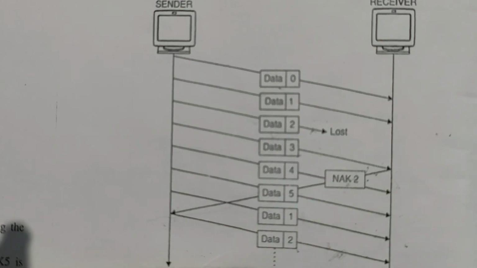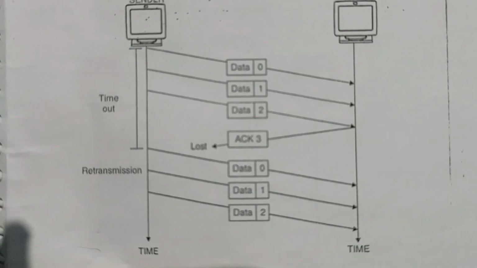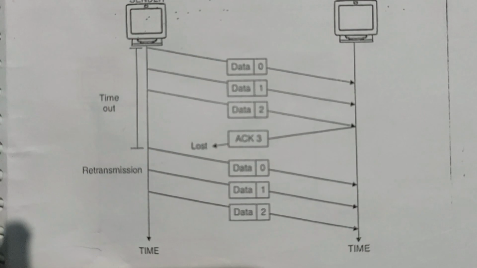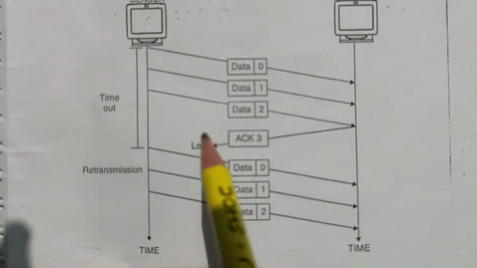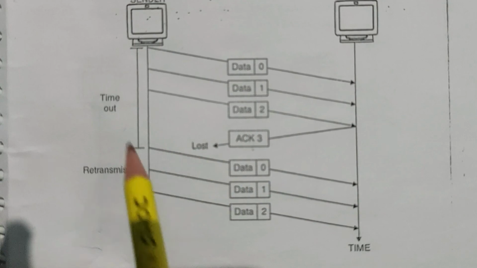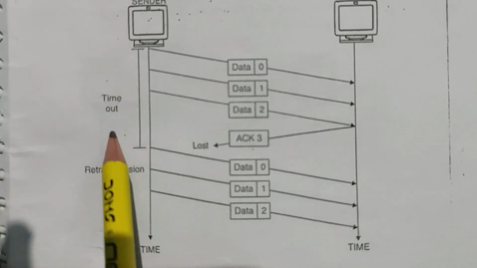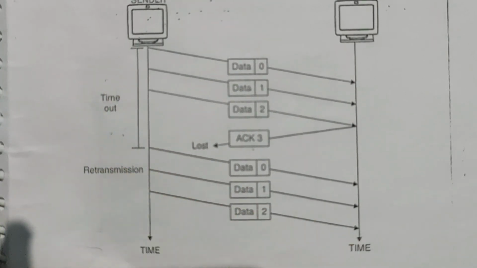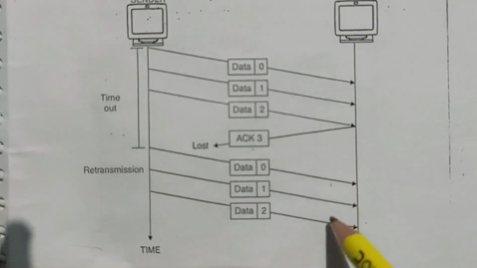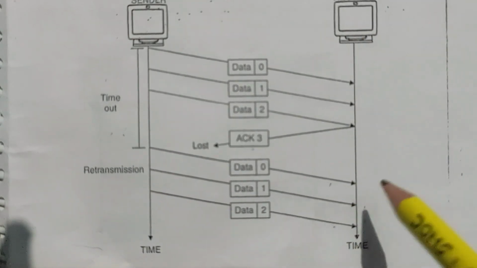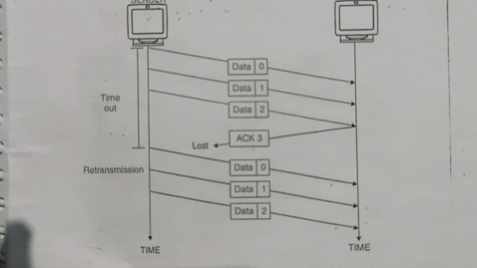Let's move on with selective reject ARQ for lost acknowledgement. This method works the same way as go back N ARQ. If no acknowledgement arrives within the allotted time, the sender retransmits all the frames that remain unacknowledged. Here the acknowledgement is lost, so the sender waits until the timer goes off and then retransmits the data. If the receiver receives the same data, it will just discard it. So this is how selective reject works for lost acknowledgement.